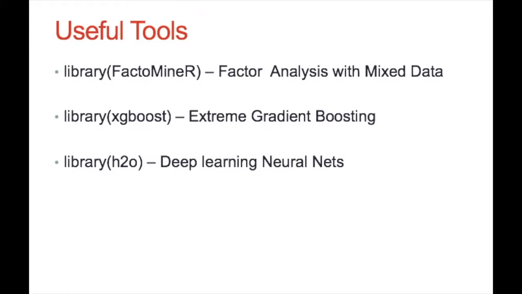In the last part of our presentation, we'd like to talk about a few useful tools we used. The first is FactoMineR, which was used for the factor analysis with mixed data. The next was XGBoost, which was used for extreme gradient boosting, which is a really powerful way to do tree models. The last is H2O, which is a really powerful tool for doing deep learning or gradient boosting. We used it for the neural nets, and it's quite powerful and quite simple to use.